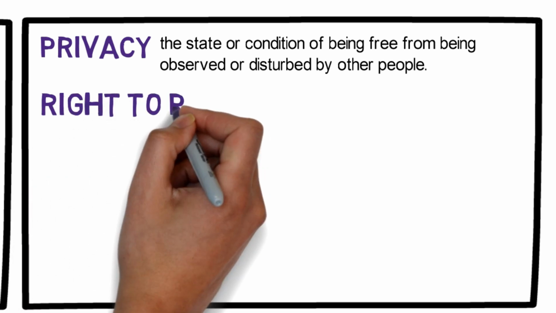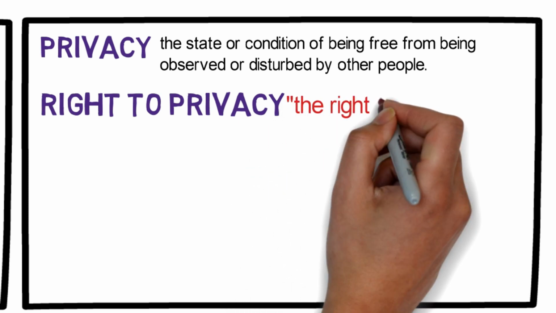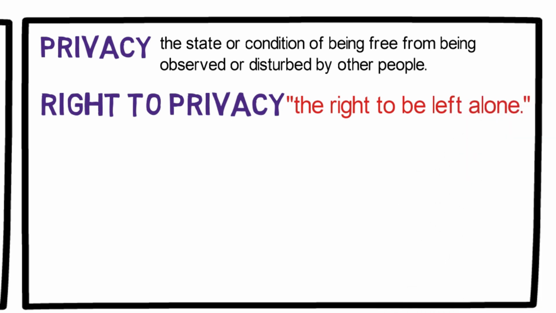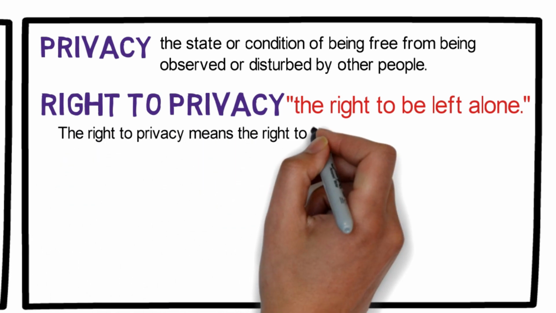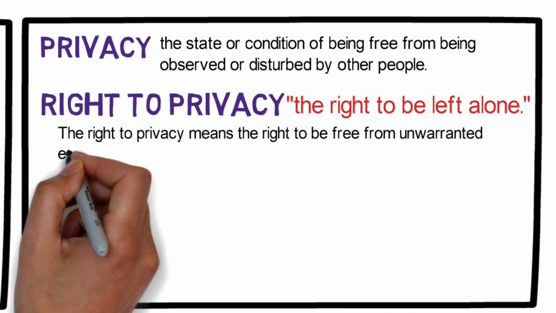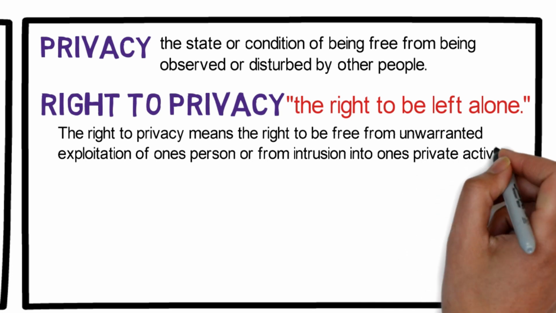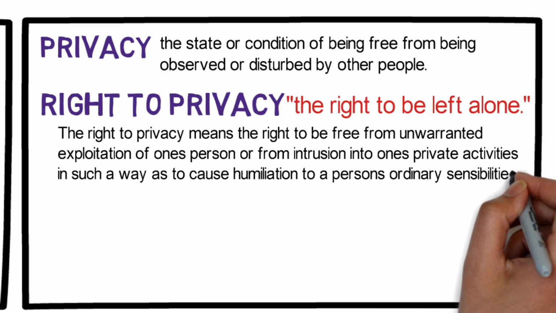By that, what is then the right to privacy? The right to privacy refers to the concept that one's personal information is protected from public scrutiny. The right is also known as the right to be left alone. In context, the right to privacy means the right to be free from unwarranted exploitation of one's person or from intrusion into one's private activities in such a way as to cause humiliation to a person's ordinary sensibilities.